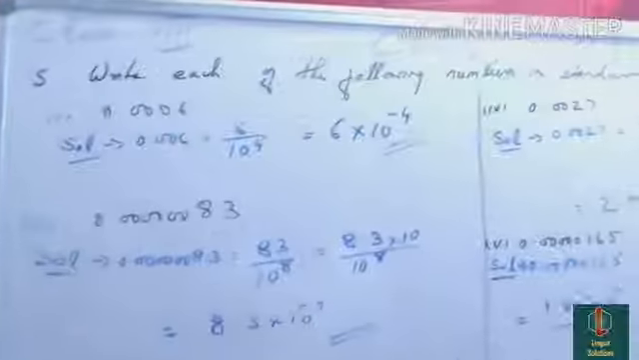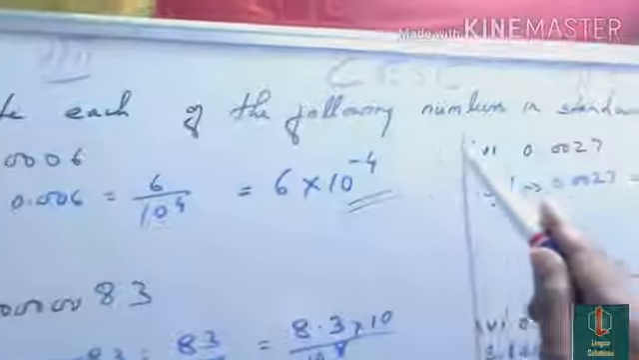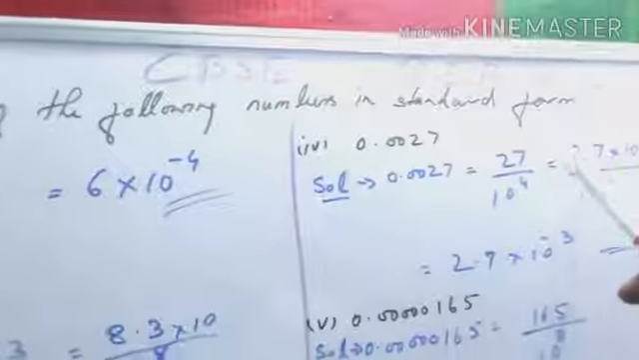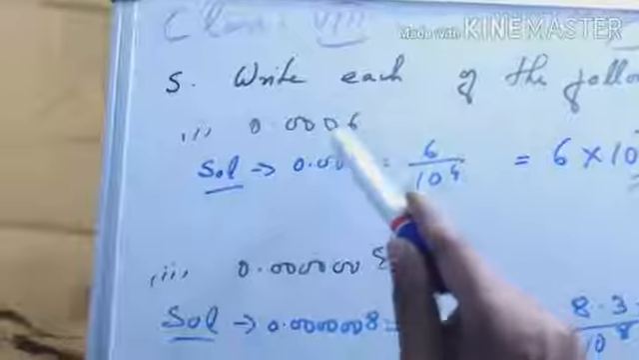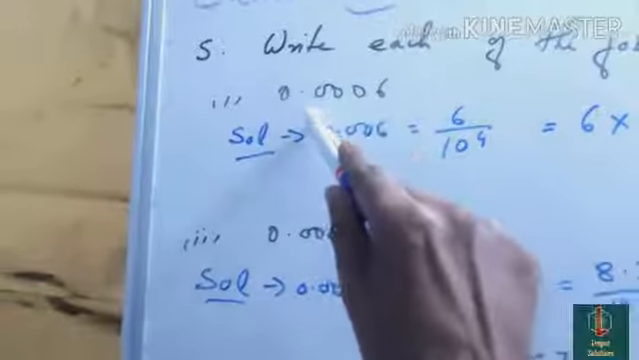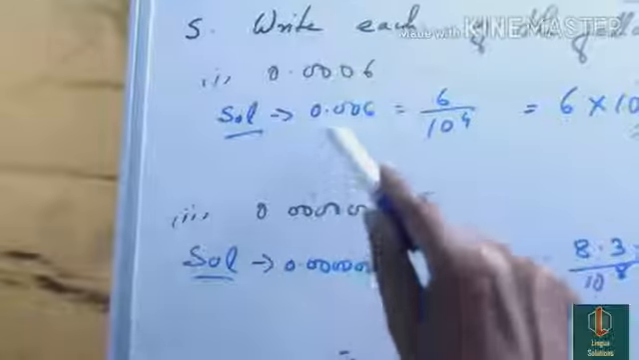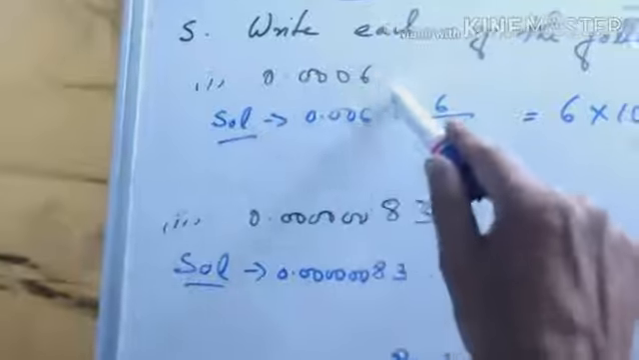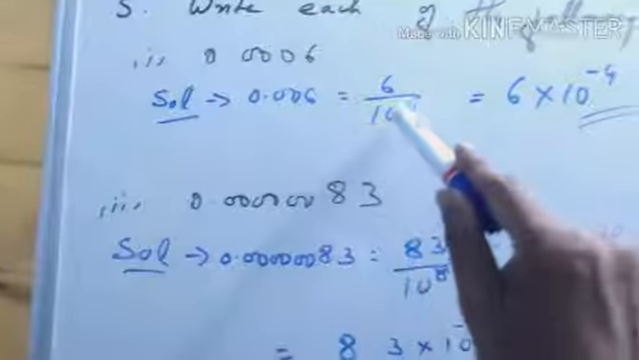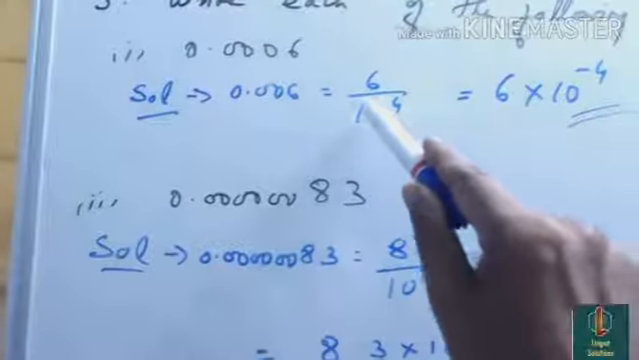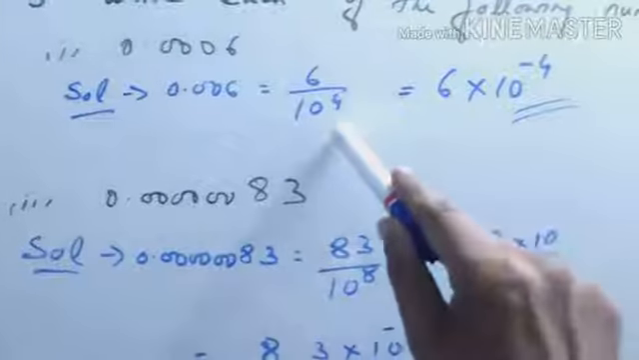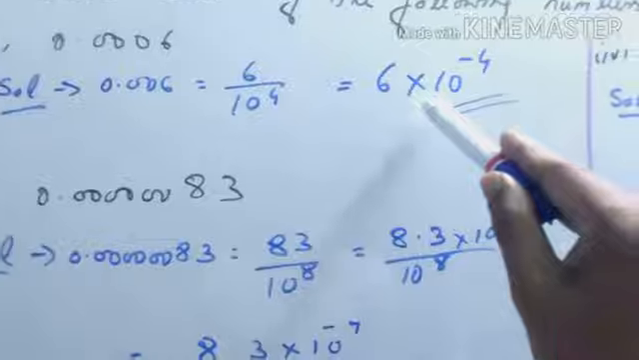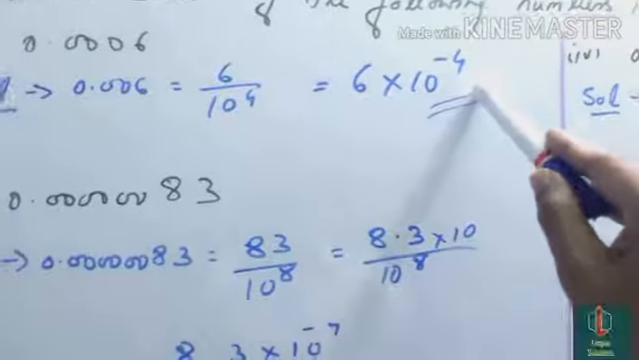Now next one. Write each of the following numbers in standard form. First one is 0.0006. Here, after the point there are 4 digits. So we can write it as 6 by 10 to the power 4, which is equal to 6 into 10 to the power minus 4.